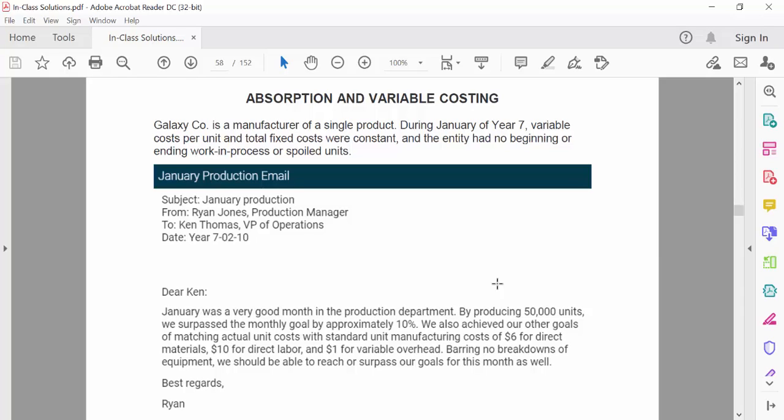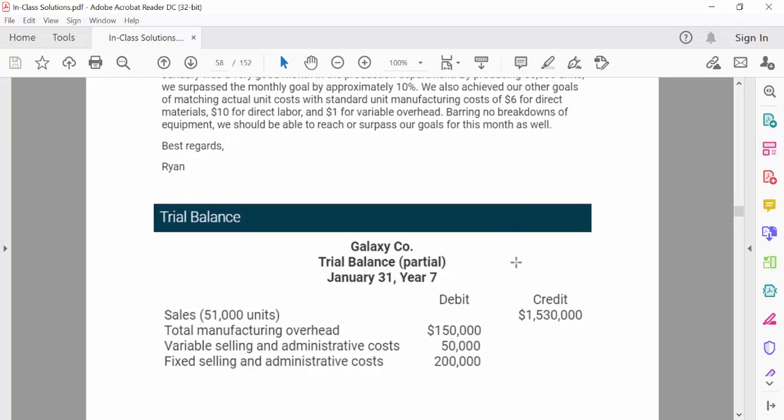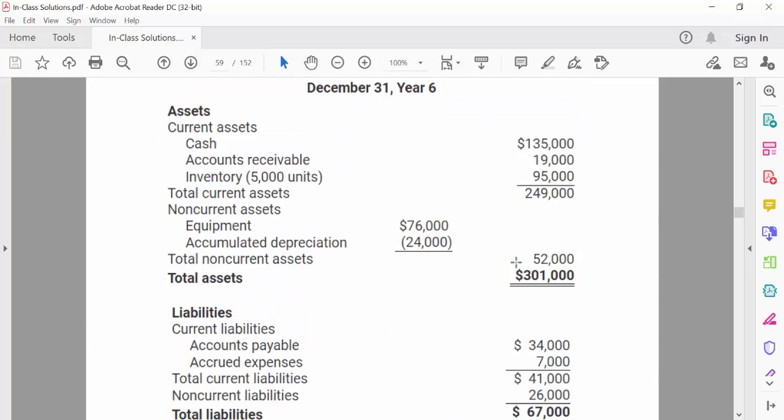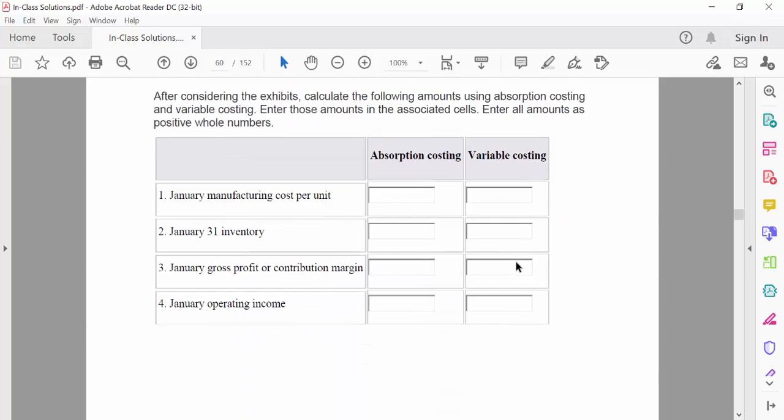In this video, we're going to work through a sim for absorption and variable costing. So before we look at all of the information, we're going to scroll down and see what it is that we need to calculate. In this problem, it wants us to calculate the manufacturing cost per unit for both absorption and variable costing, the ending inventory at the end of the month, January 31st, for both methods, the gross profit or contribution margin for both methods, and the operating income for the month for both methods.